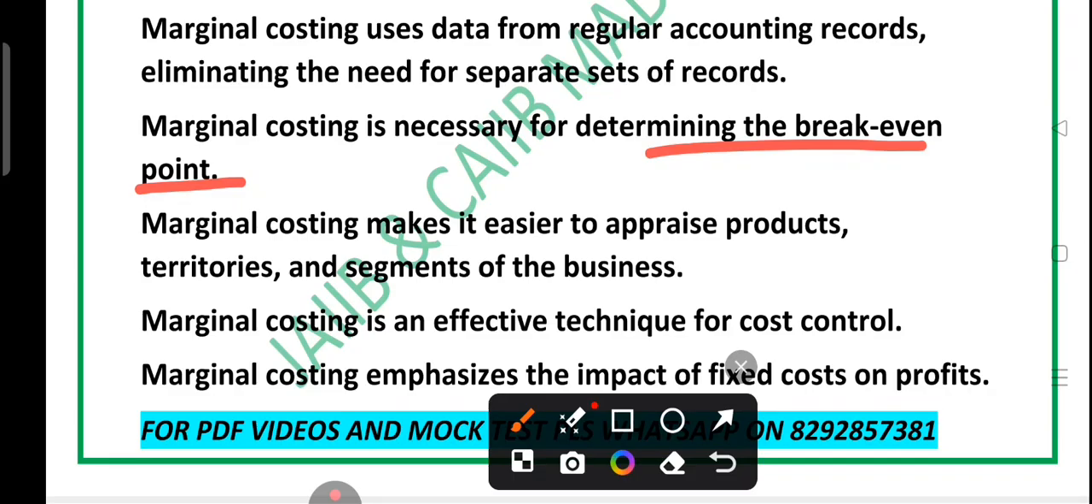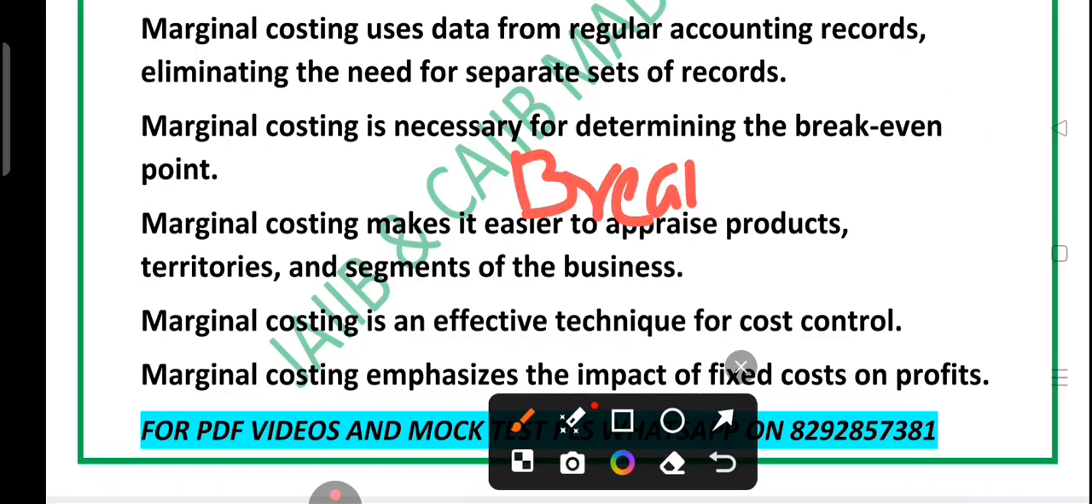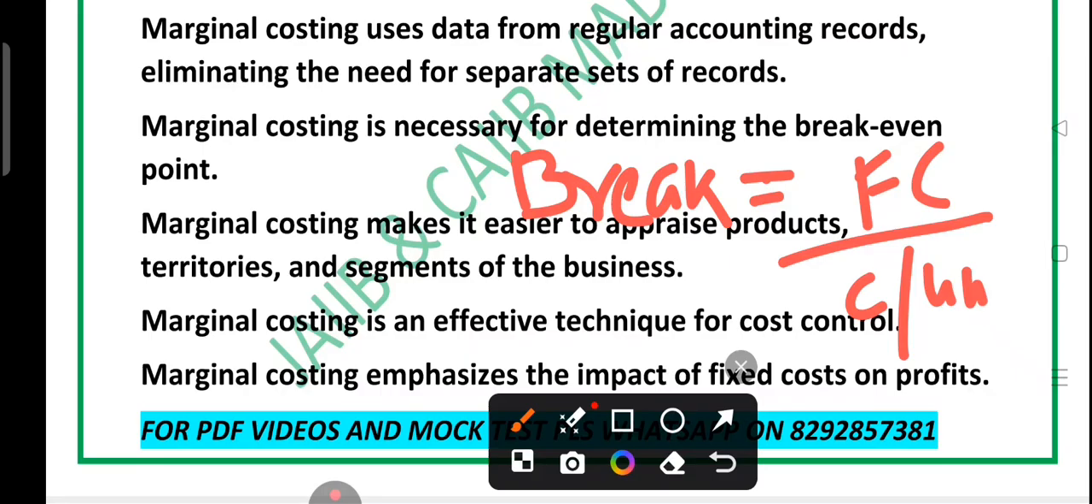So remember the formula of break-even. The break-even formula is very, very important. Suppose I want to know the break-even point. Just remember, in the numerator you write the fixed cost. In the denominator you write the contribution per unit. That would give you the number of units required to break even, right? Fixed cost divided by contribution per unit.